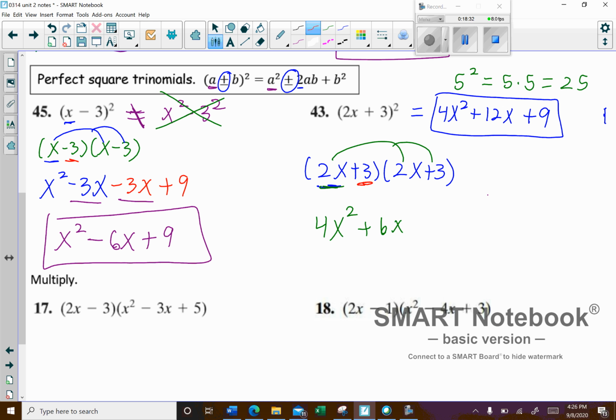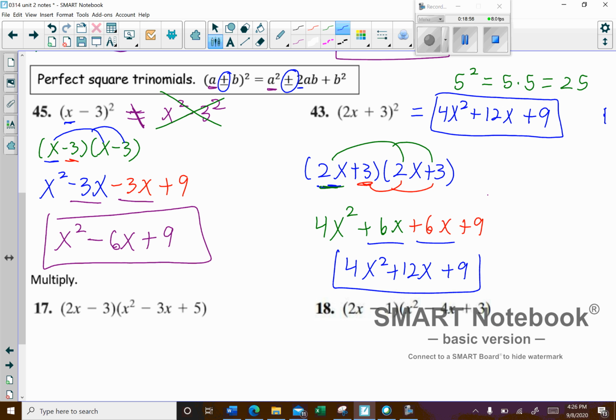And then when I multiply the plus 3 by both of these, I'll get another plus 6x, 3 times 2x. And then 3 times 3 is 9. And then in the middle, I have like terms. They're both 6x. Add them together. That will give me a 12x. And then I have that plus 9 right there. And there we go.